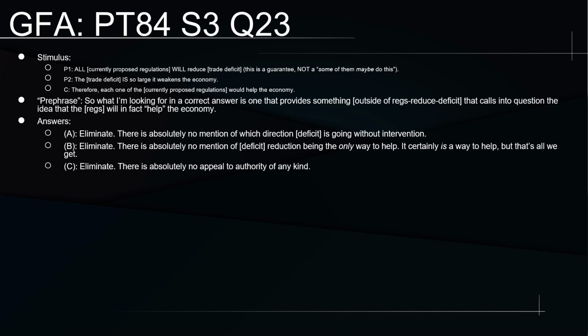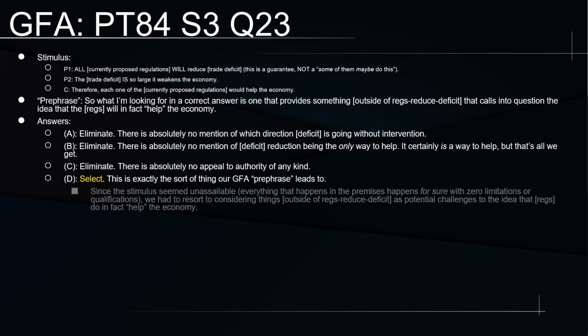C is also elimination. There's absolutely no appeal to authority of any kind whatsoever. That's just not a thing here. D. D is a winner. This is exactly the sort of thing that our GFA prephrase, as loosely as I use that word, leads us to.